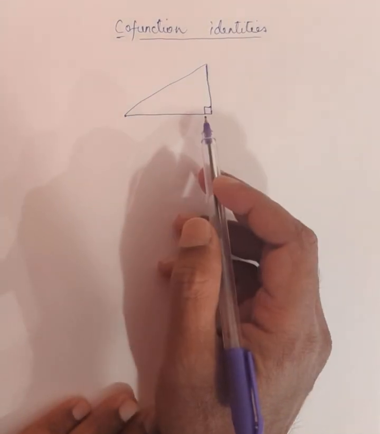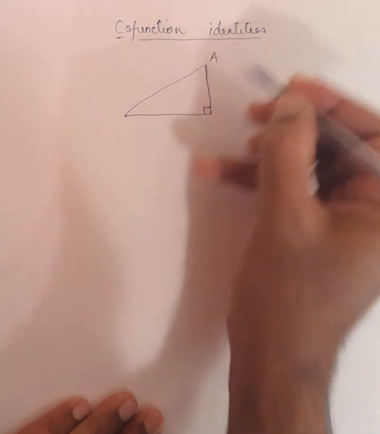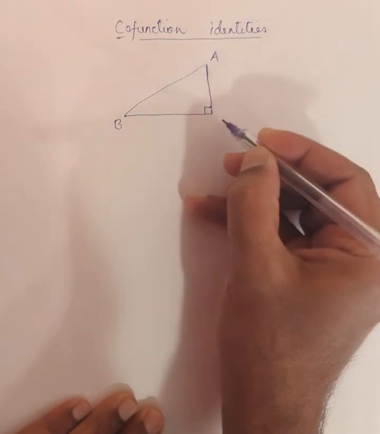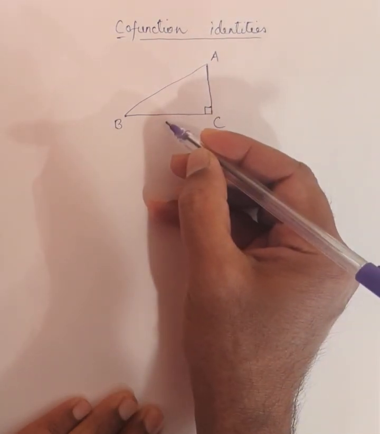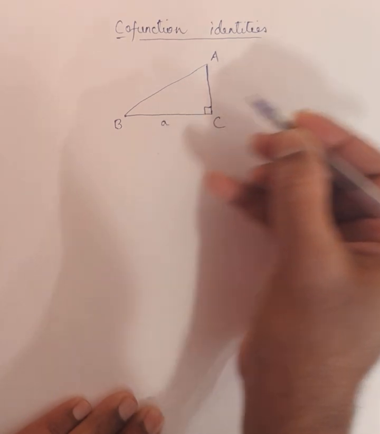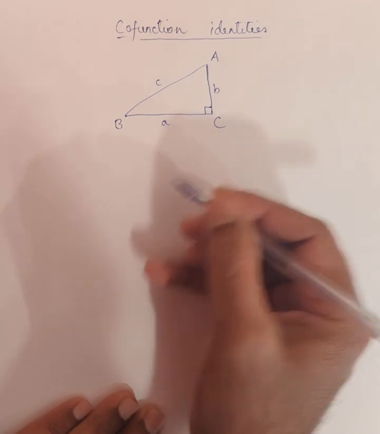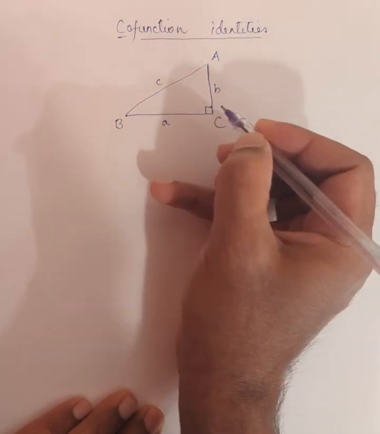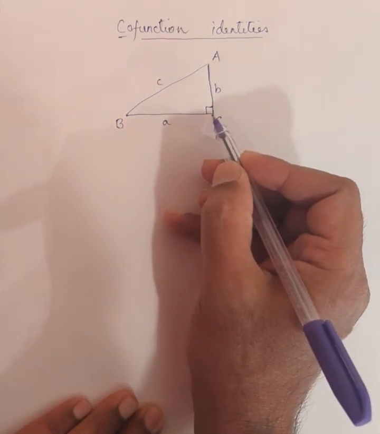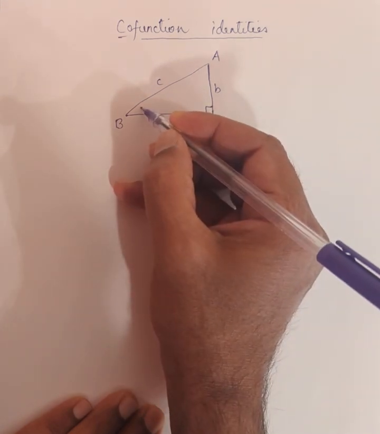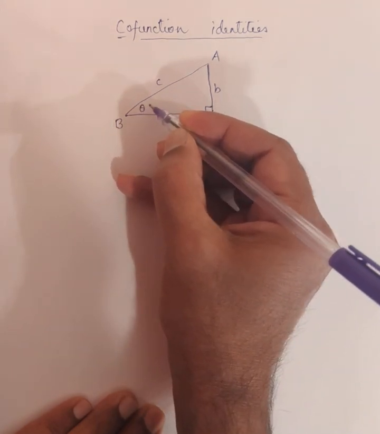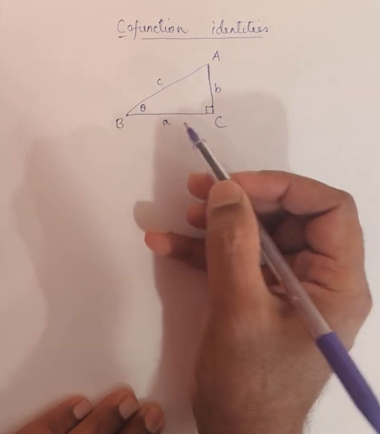We start with this right triangle. Let's label the vertices A, B, C and label the sides with lowercase letters a, b, and c. And also let's call this angle C a right angle. Let's say this angle B is theta in degrees, suppose.